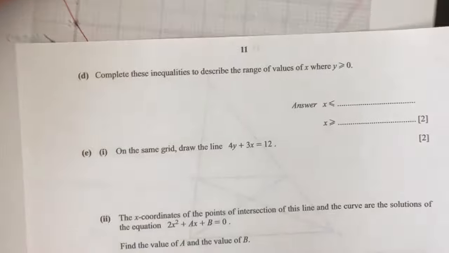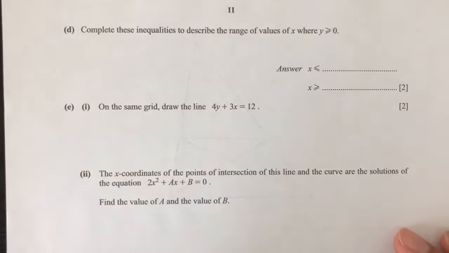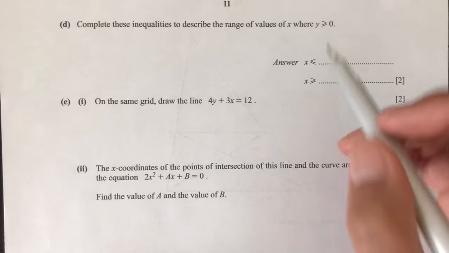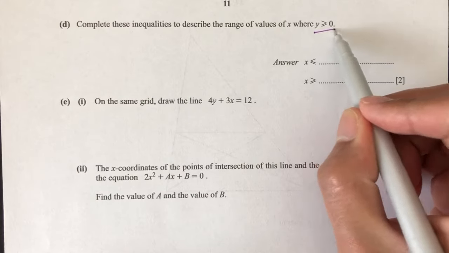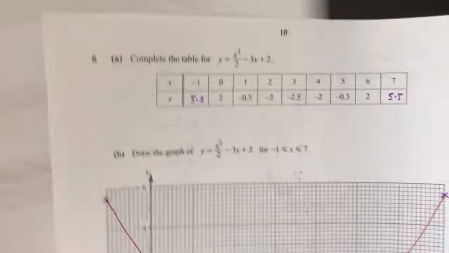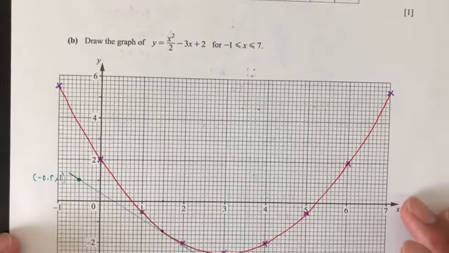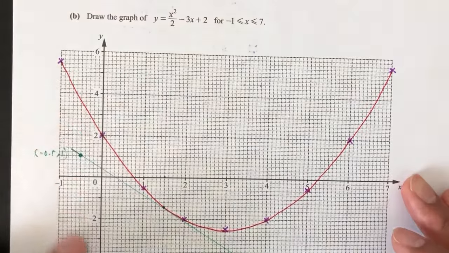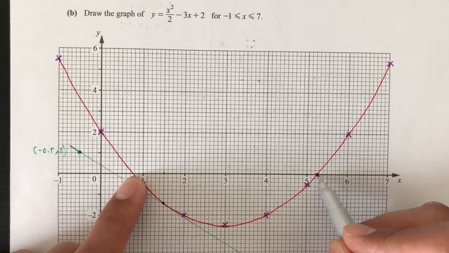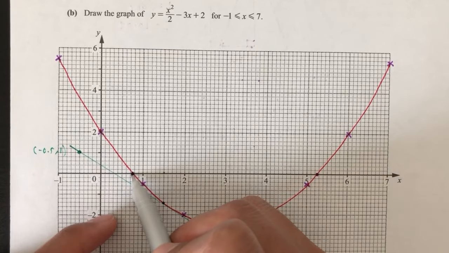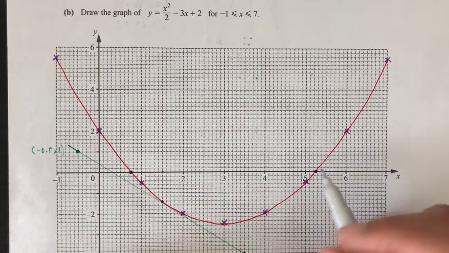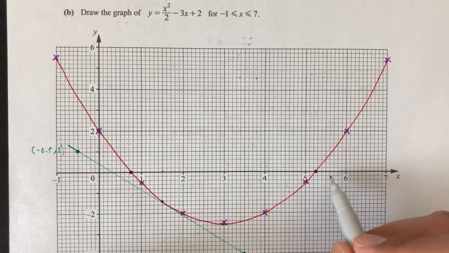Now moving on to part D, it says complete these inequalities to describe the range of values of x for which y is more than 0. So let's find out, where is y more than 0? So as you can see here, y is positive here. So I'd see it is positive starting from these 2 points. It will be after this or before this. So what is this point?